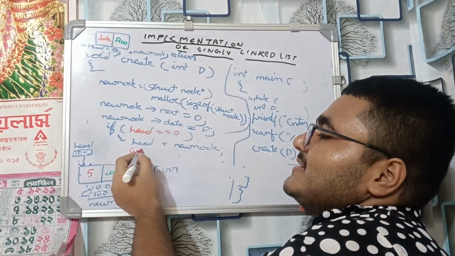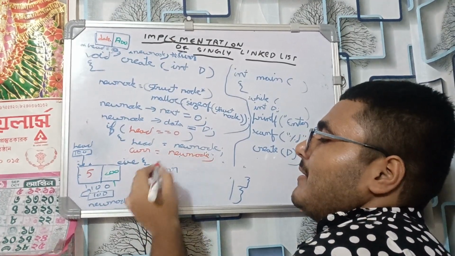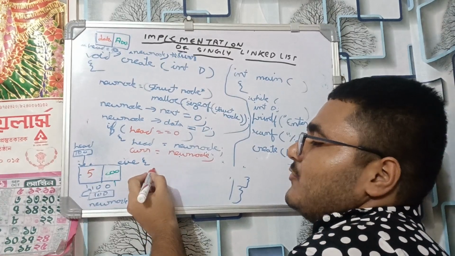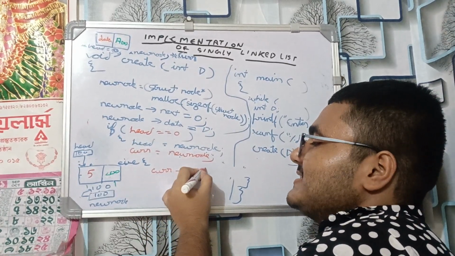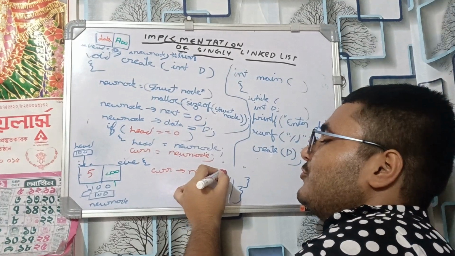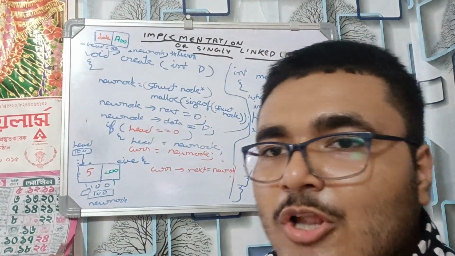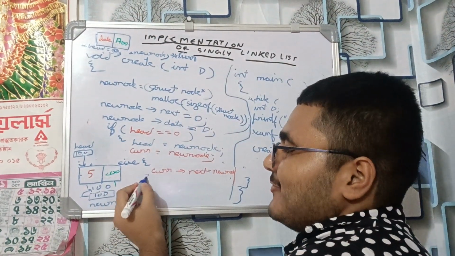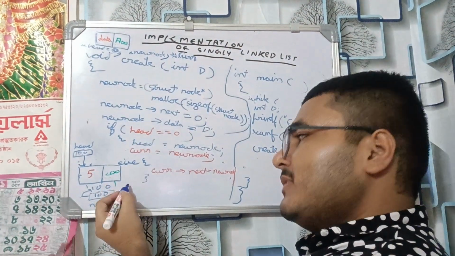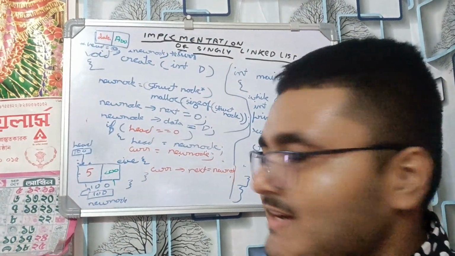So current is equal to new node, and current next equal to new node. Here I am writing current next equal to new node. Now all the problems will be resolved. Okay, how do we see that? Okay, let's go. And that is all about the function. My function is created. Fine.